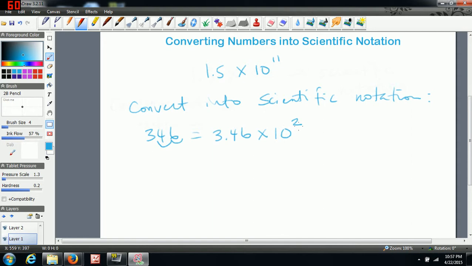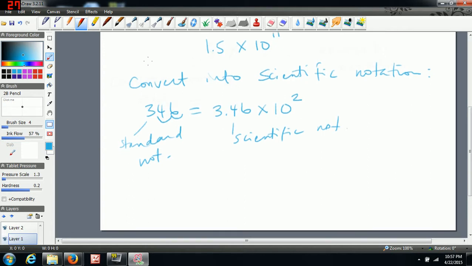And to remember if this should be positive or negative, you can remember that if you make the number smaller, you have to make the exponent larger, because these two are still the same number. Okay, the only thing is that this is in standard notation and this is in scientific notation. That's the only difference. They're still the same number. Okay, so let's try a few more examples.